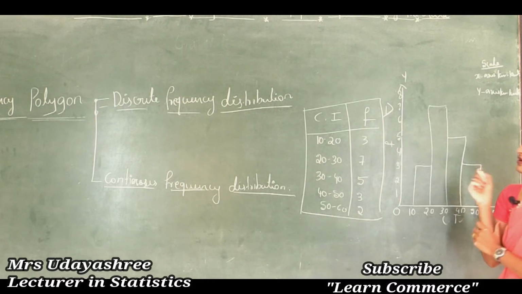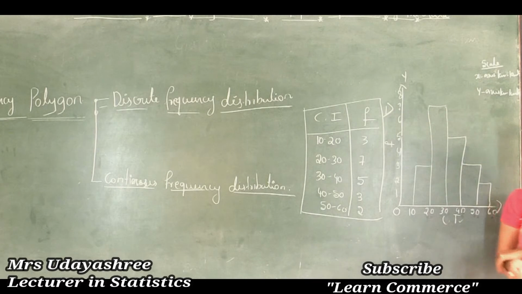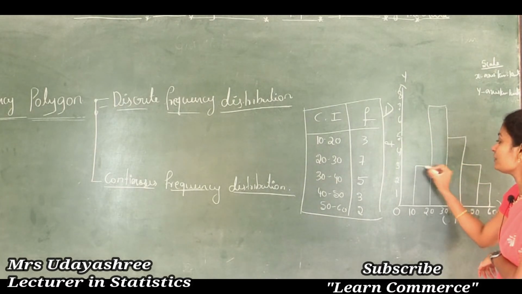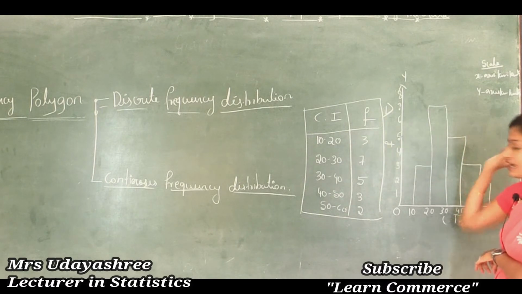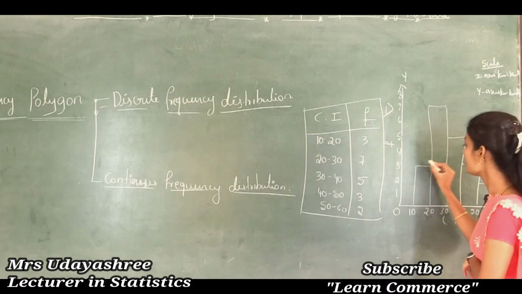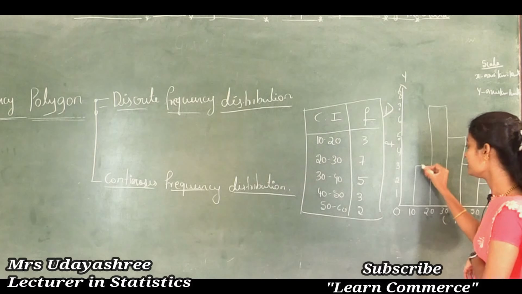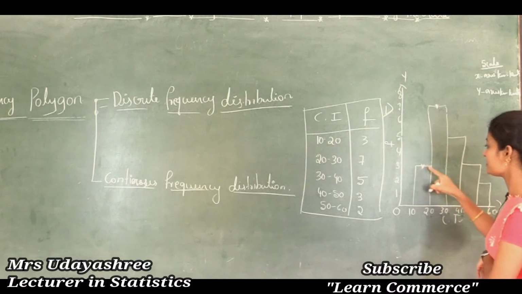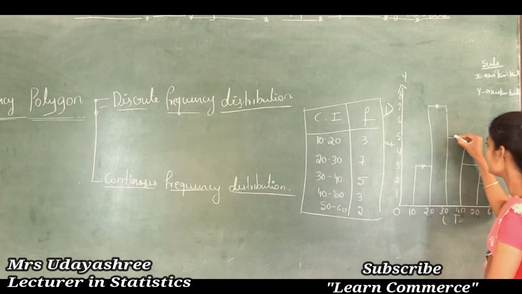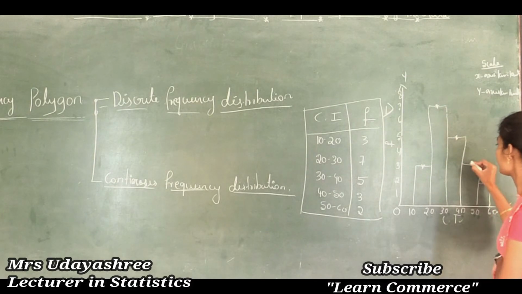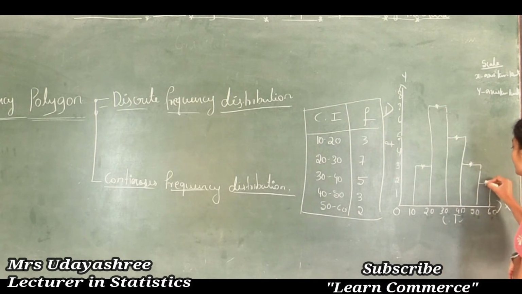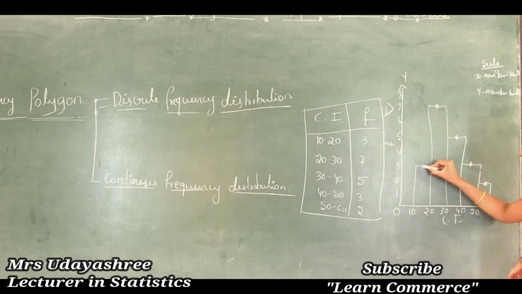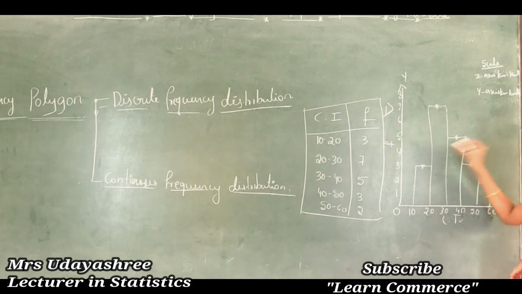So this is the first step. The second step is, after that we need to mark the midpoint of the upper horizontal of each rectangle. See, this is one midpoint and this is one midpoint, and here it is a midpoint. Next, this one is a midpoint and this is a midpoint. After that, we need to join these midpoints by straight lines. So like this.